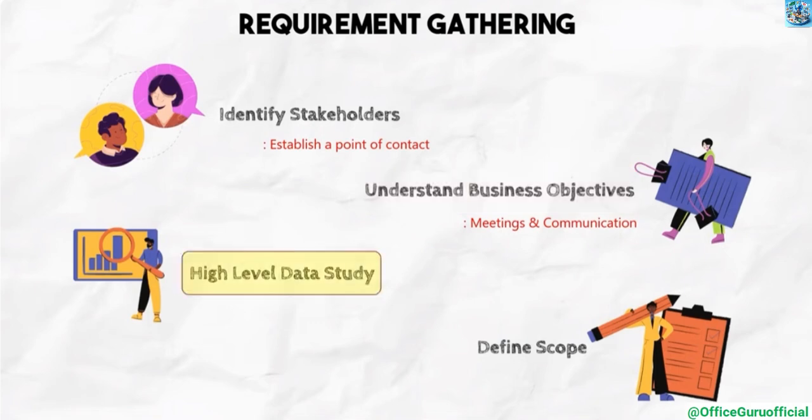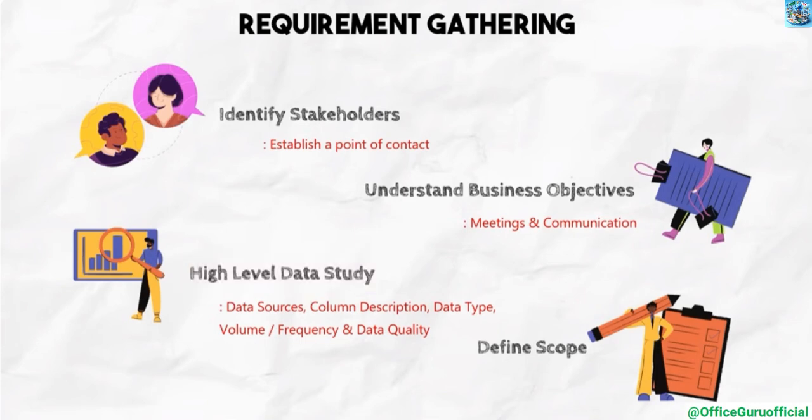Now remember, this is just a high-level overview of the data. You are not required to dig deep into the data in this phase because that will come later on. In this phase, it is expected to cover a few specific topics like the data source, column descriptions, data type, volume or frequency, and finally data quality, that is any missing values or anomalies.